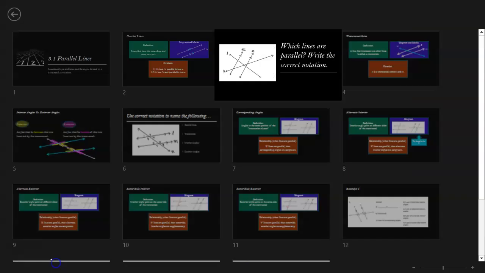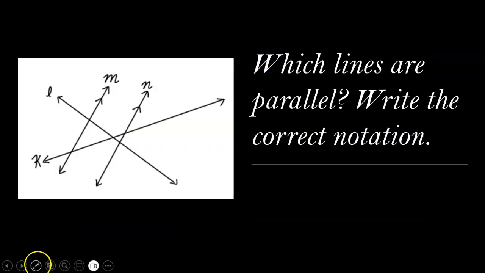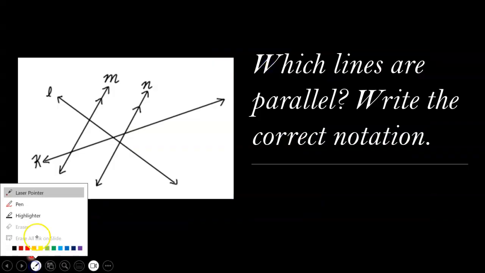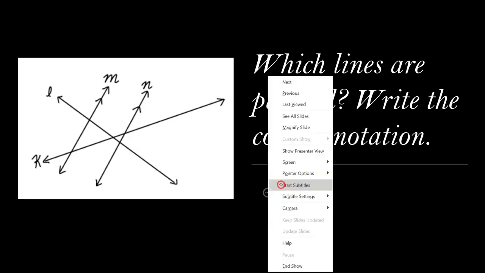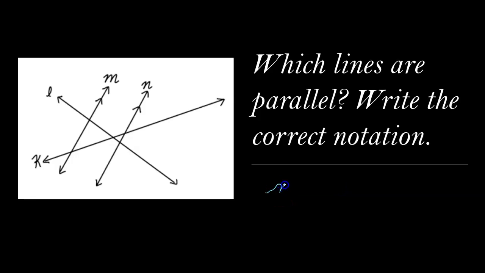In your packet, there's a problem for you to work through. Just try this one, making correct notation which of the lines shown in this diagram are parallel. So go ahead and do that. Okay, when I did it, I got that the parallel lines are M is parallel to N, and I can tell that they're parallel because they're marked with those parallel symbols.